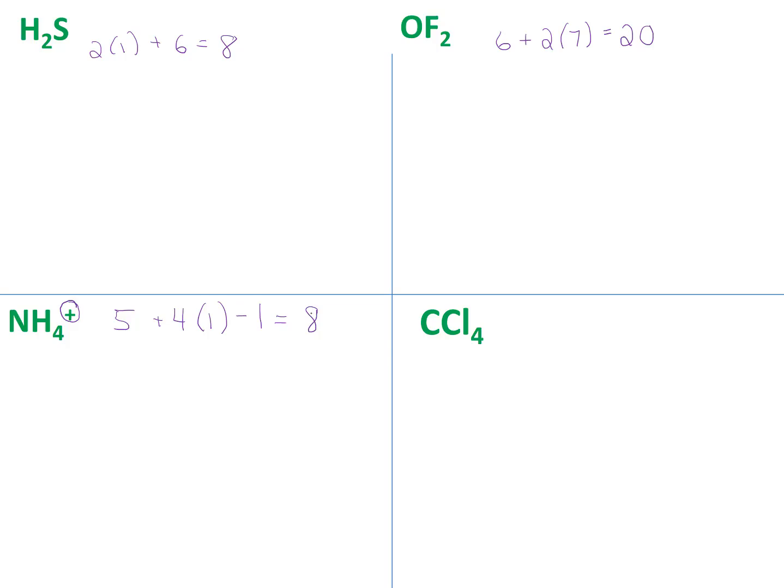In carbon tetrachloride, we have 4 coming from the carbon, and then we have 7 coming from each chlorine, and that totals to 32 valence electrons.